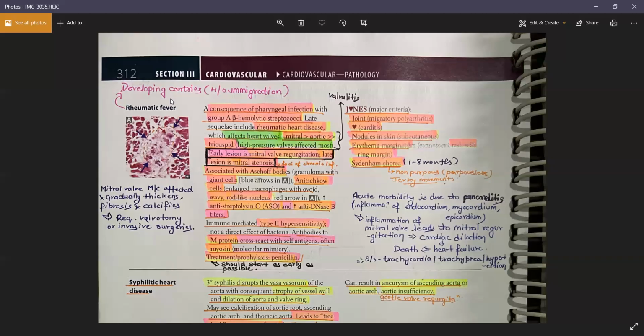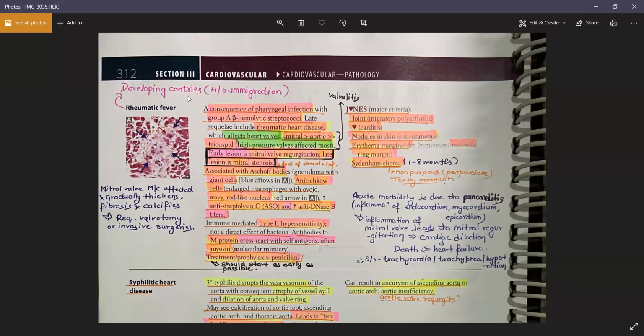The antigens which are similar to these M proteins are also found on our heart. So when antibodies are formed against these M proteins, they will cross-react with the antigens on our heart. As a result, they will cause inflammation there, and this is rheumatic fever. Please note that it is a consequence of only the pharyngeal infection with Streptococcus pyogenes. Only when a sore throat happens with Streptococcus pyogenes can it cause rheumatic fever.